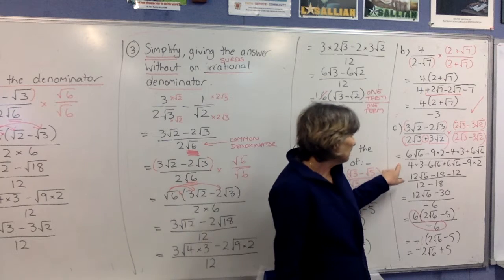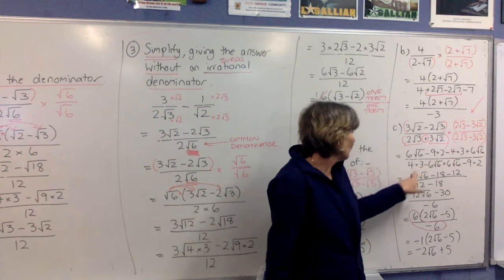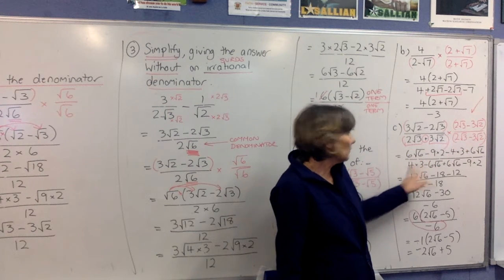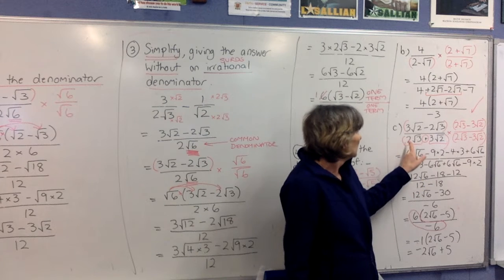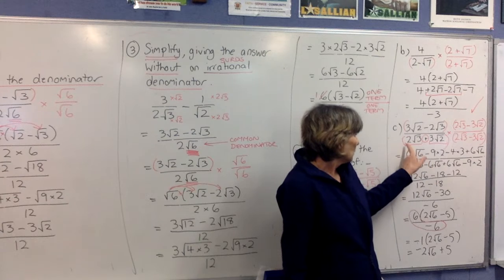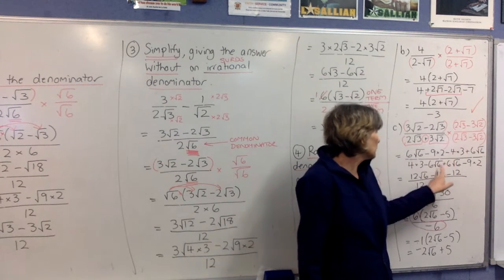All right, on the bottom, expanding, 2 root 3 times 2 root 3. 2 2s are 4. Root 3 times root 3 is 3. So that's going to be 4 times 3. We'll do that later. 2 root 3 times minus 3 root 2. 2 times minus 3 is minus 6. Root 3 times root 2 is root 6.